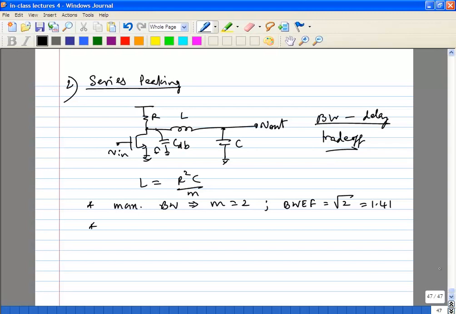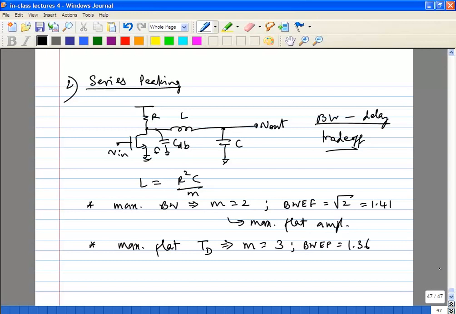It so turns out this is also the case for maximally flat amplitude. Next, your maximally flat group delay. So that happens at M equals 3. And you get a bandwidth extension of approximately 1.36.